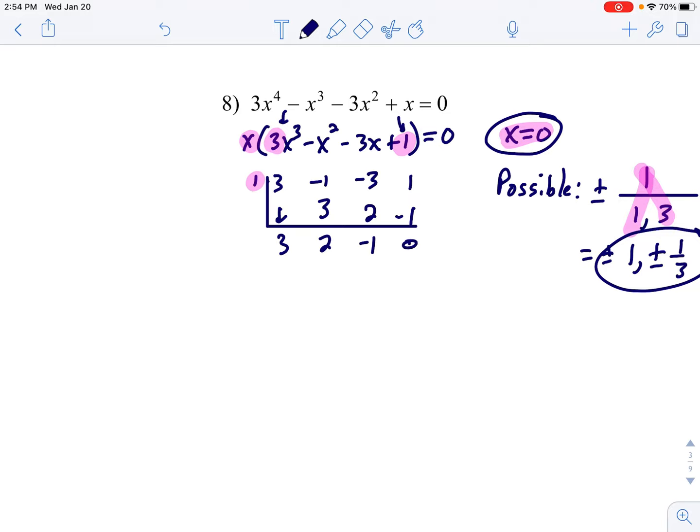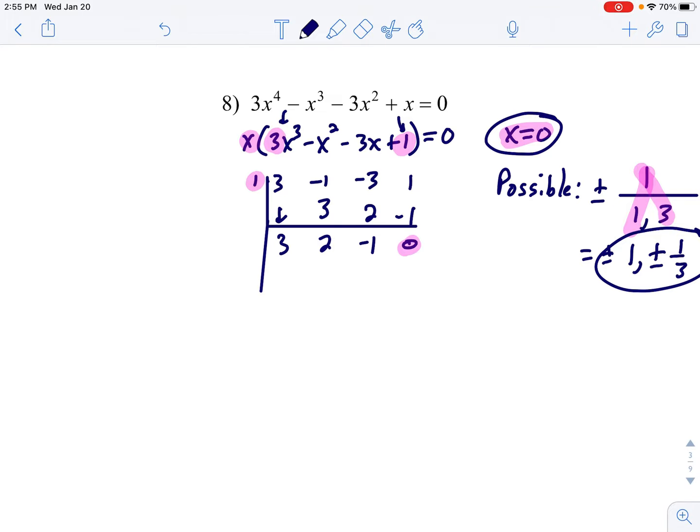Anyway, oh yes, I forgot, 0. That was the whole point, right? You're trying to find a 0 remainder, so I better write that down. Now we keep dividing. If you want to, you make this 3x squared plus 2x minus 1 and factor it, or do the quadratic formula. That's up to you. I'm going to continue doing the synthetic division.